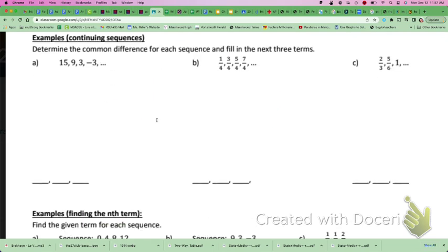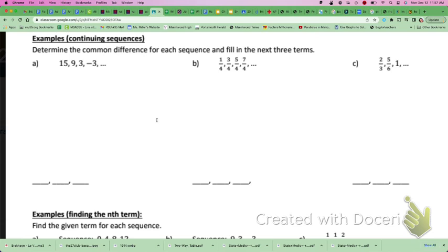Okay, so now let's put it into actual work. So let's find the common difference and then fill in the next three terms. So 15 to 9 to 3 to -3, what's happening? Subtracting 3. We're subtracting 3 each time, are we sure? No, 6. Good. So we're subtracting 6 each time, which means what would come after -3? -9, and then followed by -15, followed by -21. Perfect.